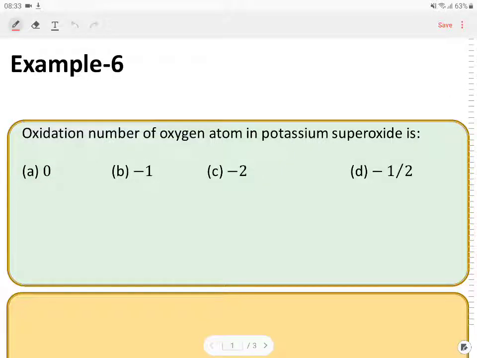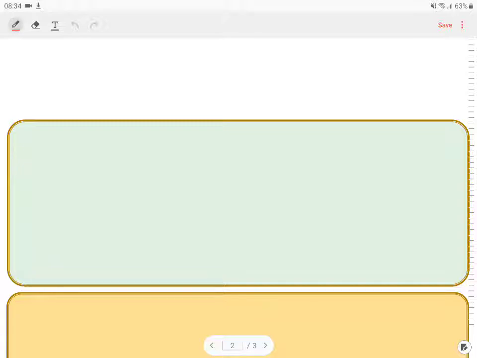Hello. Now let us learn how to find the oxidation number of oxygen atom in potassium superoxide. Before we step into this question, I would like to give some basic concepts related to this. Remember, whenever oxygen reacts with an element, there are three possibilities. It can form three types of compounds.